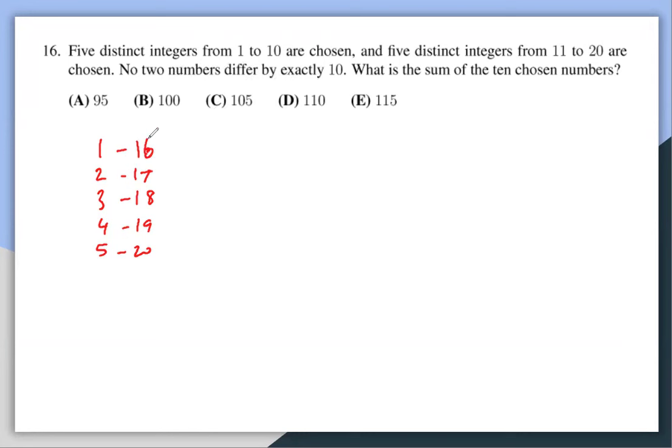If you choose 5, then you cannot have 15. If you choose 4, then you cannot have 14. So this is one way to make that selection. But regardless of how you make it, it will balance anyway. So that would be at least one way to get the sum.